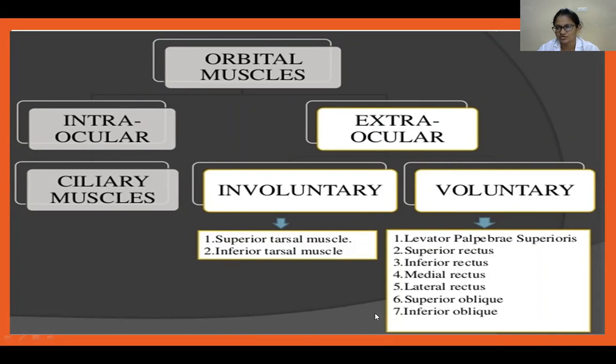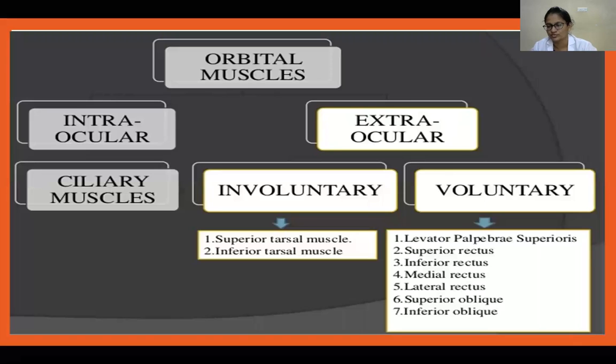Here the main topic is extraocular muscles, involuntary muscles and voluntary muscles. Involuntary muscles are not under our control, whereas voluntary muscles are in our control. Voluntary muscles are 7 in number and are arranged in groups. Levator palpebrae superioris is one muscle, all 4 rectus muscles come under one group, whereas the 2 oblique muscles come in another group.